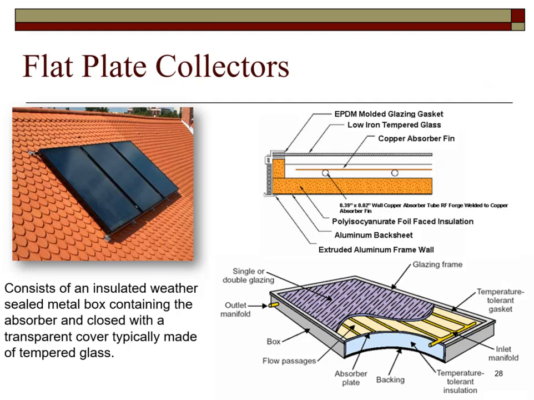Some construction details of the flat plate collector are shown. The single or double glazing is meant to protect the inner flow passage tubes and absorber plate from the elements, as well as trapping the thermal energy inside the collector so that outside air currents will not cool off the collector surfaces. This will allow heat to build up.